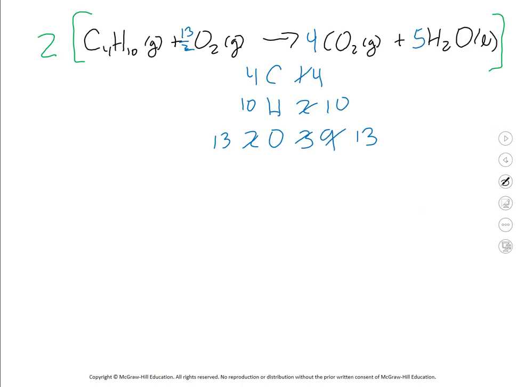So 2 gets distributed to the butane. So now I have 2 C4H10s. 2 times 13 halves is how many? 13. Good.